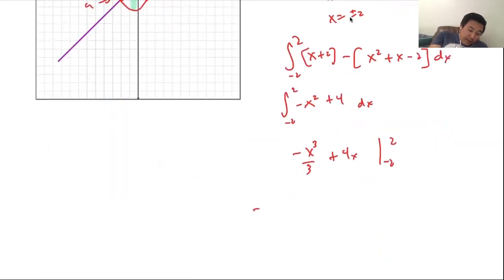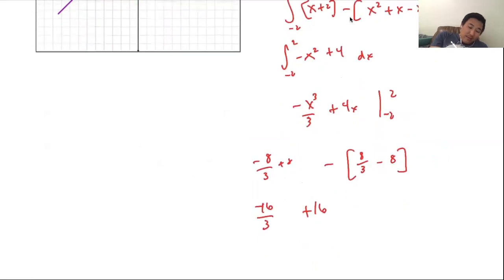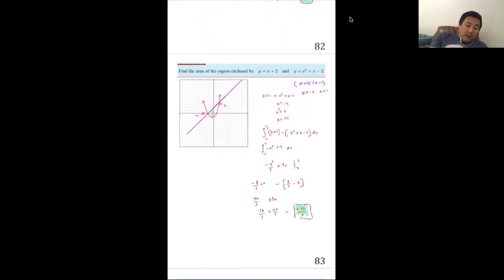Plug in 2, you get negative 8 over 3 plus 8, minus what you get plugging in negative 2, 8 over 3 minus 8. So that becomes negative 16 over 3 plus 16. That's 48 over 3 minus 16 over 3, which equals 32 over 3. Positive 32 over 3. And just remember, it's always top minus bottom.